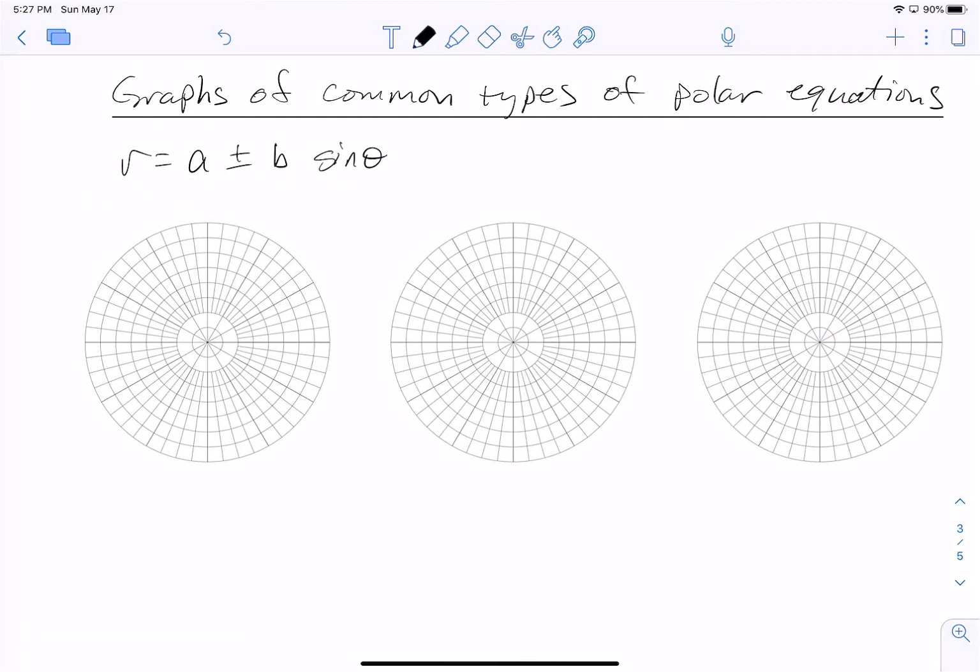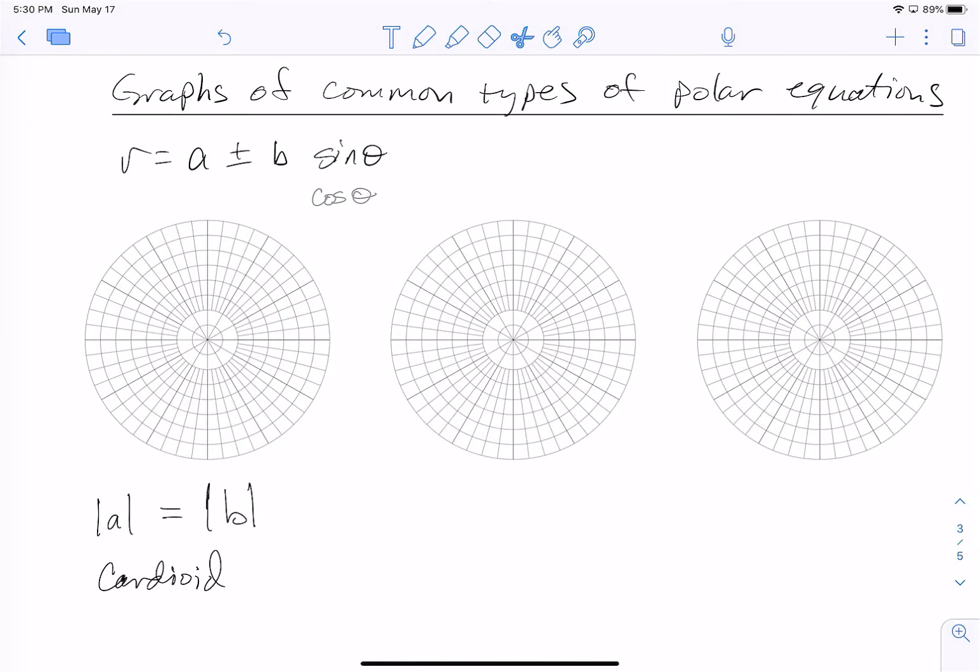And while I've written it as the sine of theta, everything I'm going to say goes along with whether it be the sine of theta or the cosine of theta. Now, what I just said about the relative sizes of a and b, what I mean is that if the absolute value of a is equal to the absolute value of b, then the shape that we end up with is something called a cardioid. It is so named because the graph resembles a heart.